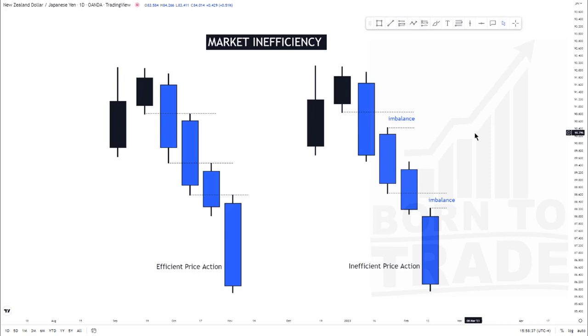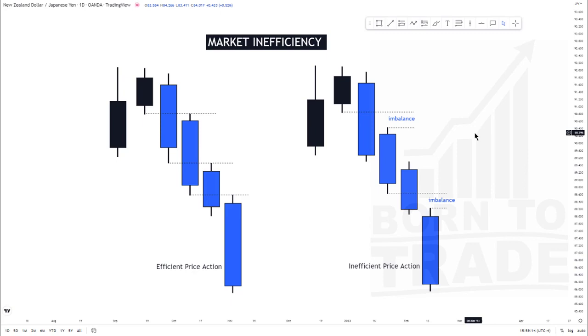Today we'll be talking about how to identify imbalance. Imbalance is really a simple concept. It is very easy to identify, especially if you are trading with smart money strategy. So I'm going to show you how to identify imbalance with these examples on my screen right now, and after that I will show you a live example on the price charts.